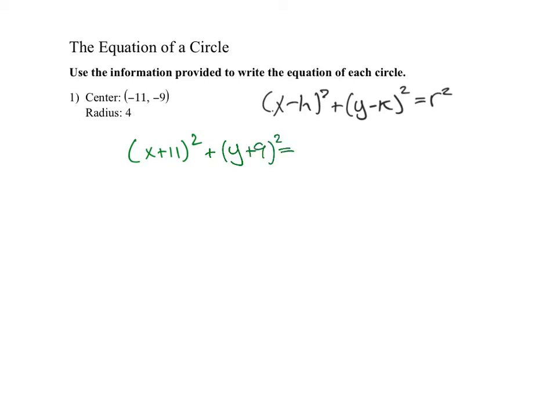So this one I want to write this information. I have a center that is at negative 11 and negative 9. So again, my equation is x minus h squared plus y minus k squared equals r squared. So in this case, it's x plus 11. Again, it's the opposite, right? Because I have minus, so I have negative h, so it's positive 11, plus y plus 9 squared equals r squared. So it equals 4 squared, that is 16.